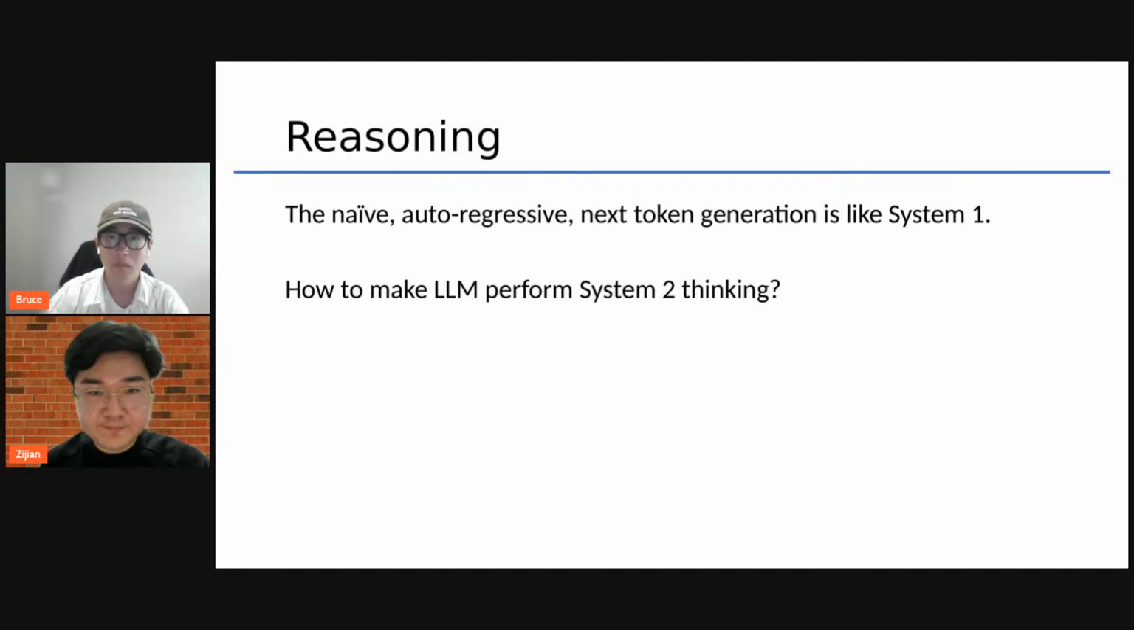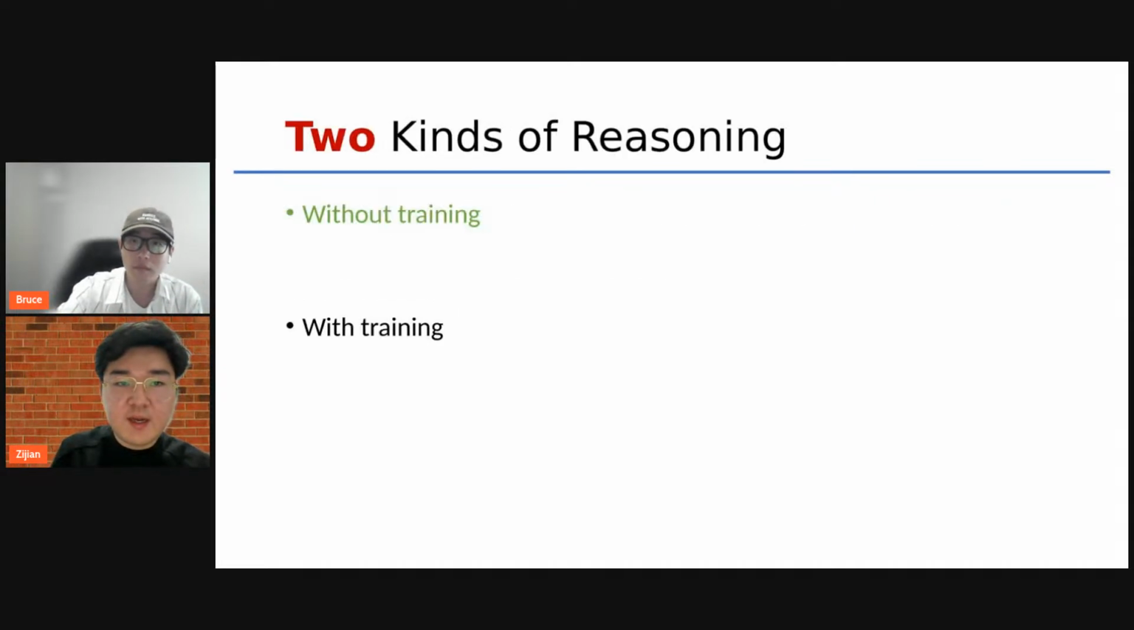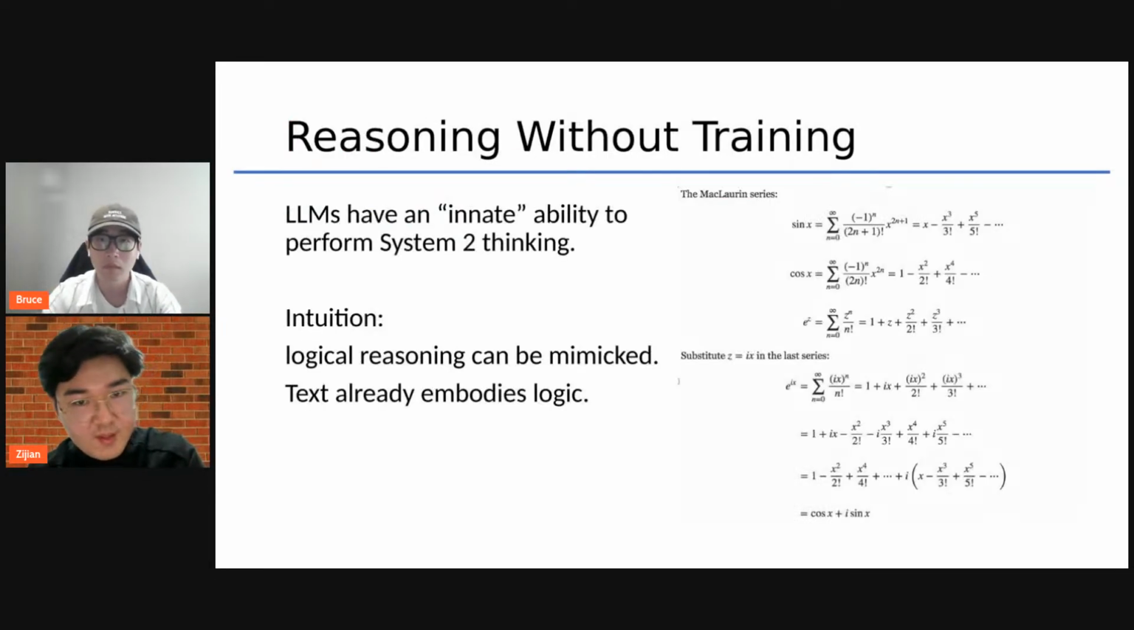Now, how do we make the LLM perform system 2 thinking? I will introduce two families of techniques to instill this kind of system 2 thinking in the LLM. They can be achieved without training or with training. Now, first, let's think about it. The LLM actually has an innate ability to perform system 2 thinking. Why is that the case?